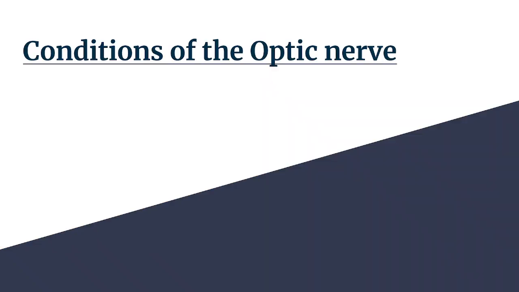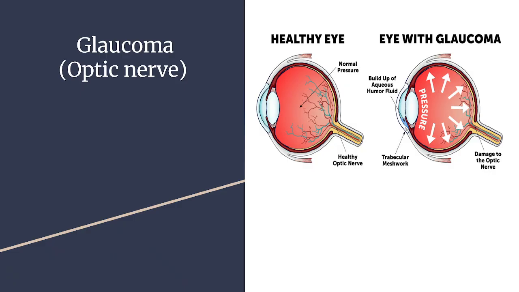Now we come to the conditions of the optic nerve. Glaucoma. Glaucoma is an eye disease in which the internal pressure in the eyes increases enough to damage the nerve fibers in the optic nerve and cause vision loss. The increase in pressure happens when the passages that normally allow fluid in the eyes to drain become clogged or blocked. The reasons that the passages become blocked are not known.